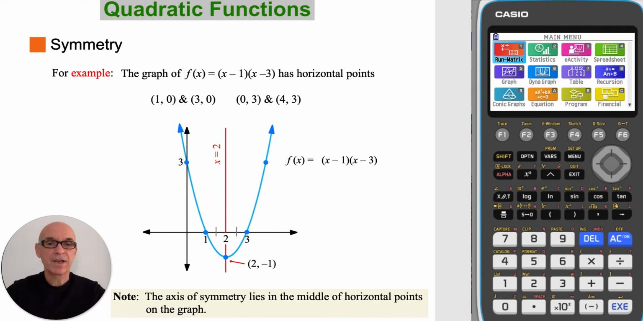The function will have pairs of horizontal points, symmetrical on either side of the line of symmetry. One such pair being the x-intercepts, (1, 0) and (3, 0). And since the y-intercept, (0, 3), is 2 units to the left of the axis of symmetry, then its mirrored point would be when x equals 4. And as can be seen, f(4) is equal to 3. So remember that the axis of symmetry lies in the middle of pairs of horizontal points on the graph.